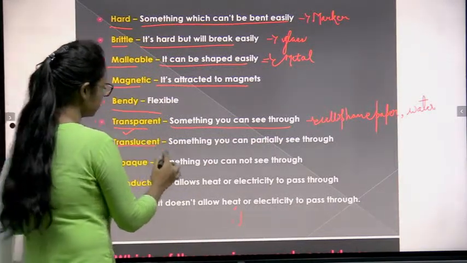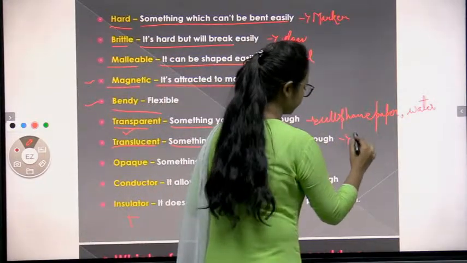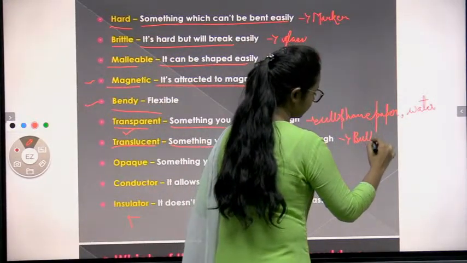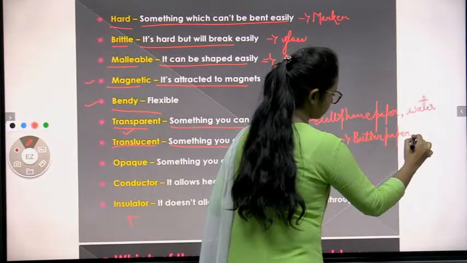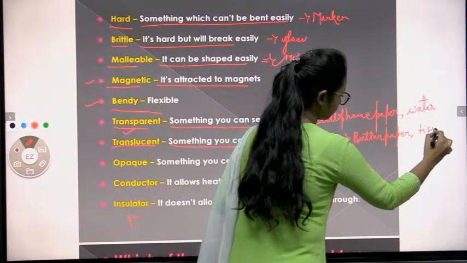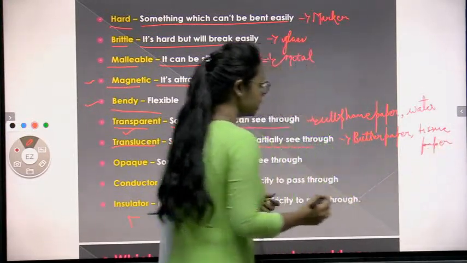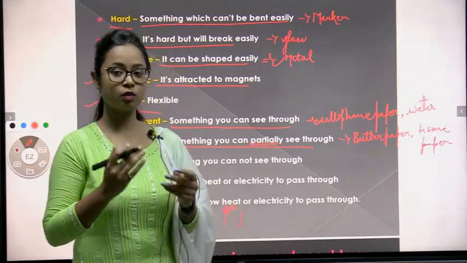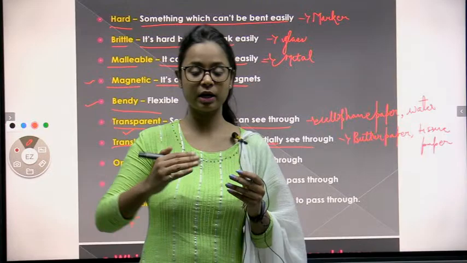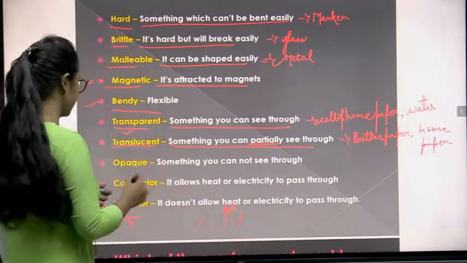Next is translucent, something which you can see through partially. For example, butter paper, tissue paper. They are translucent, which means you can see but partially. Partially means the object on the other side is not clear to you. So that is a partial thing.